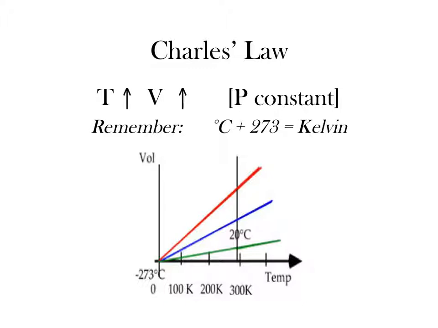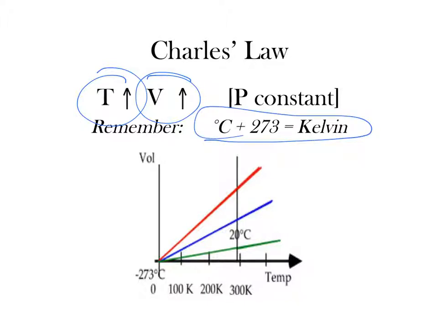Next we've got Charles' law. Charles' law comes from Jacques Charles, who lived in the 1700s. He was a French chemist. And he said when temperature increases, volume will increase. So this is saying the molecules are moving faster. If the pressure is constant, the faster moving molecules, since they're trying to increase pressure on the container but they can't, are going to make the container larger. Remember again the conversion between Celsius and Kelvin. Celsius plus 273 is Kelvin.